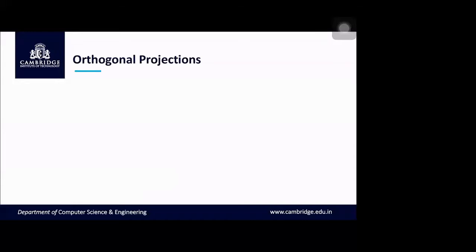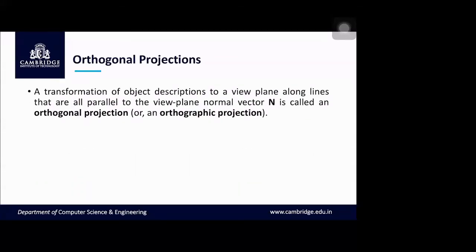Projection transformation is how the object is projected onto the screen. In what way is the object projected? There are two ways, orthogonal projection and perspective projection. So what happens with respect to the orthogonal projection, that we will see. Ma'am has already told you what orthogonal projection is.